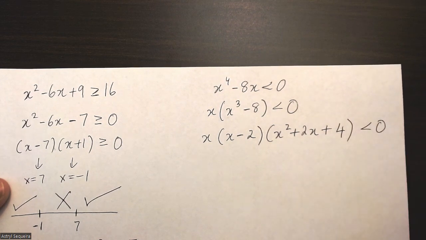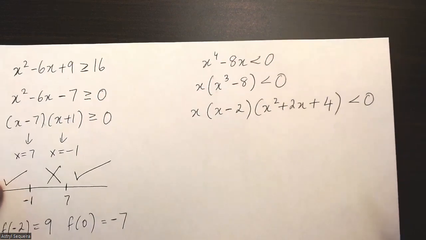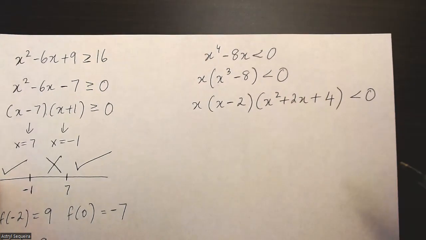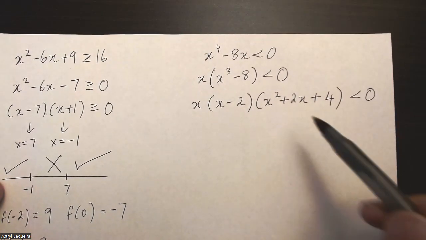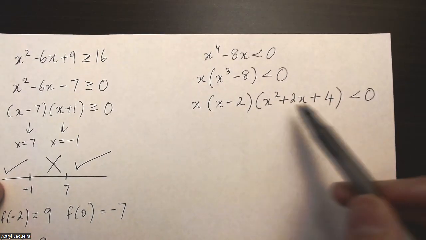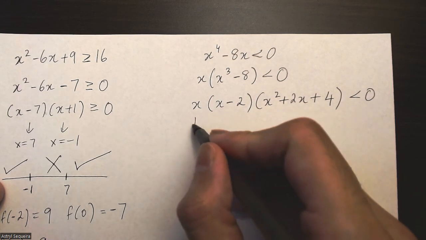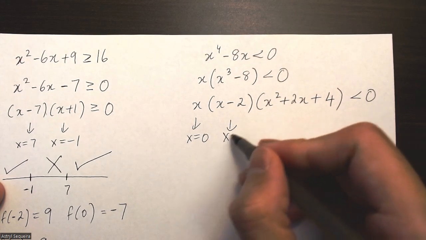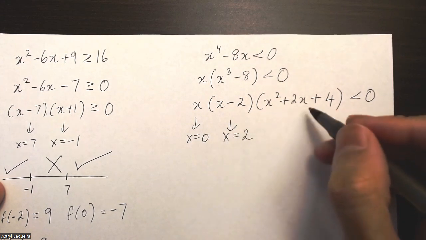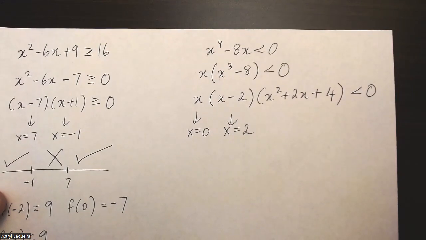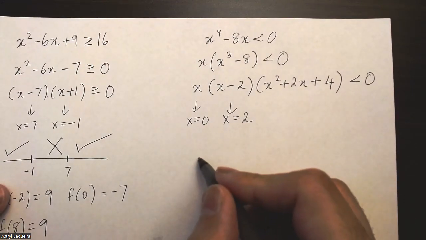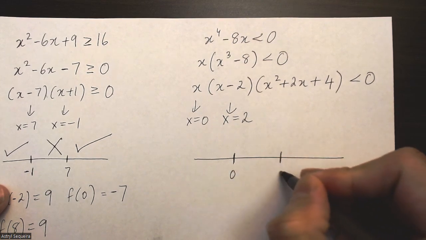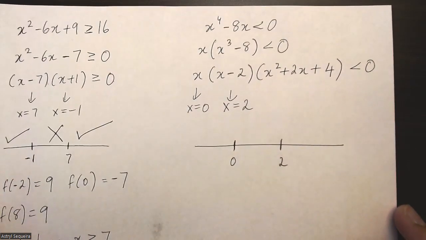I'm not really going to explain difference of cubes in this example, but you can go and check out a video on difference of cubes on my channel if you need a bit of practice with that. This is impossible to factor further. So over here, my solution is x equals 0. Over here, my solution is x equals positive 2, and this one will have no solutions. So now I want to do my number line again, 0 and 2 over here.